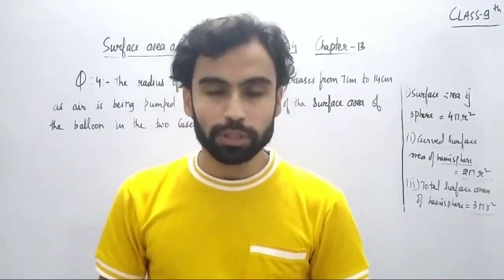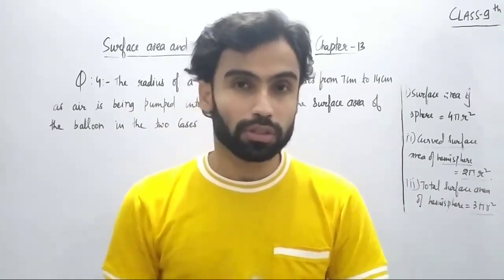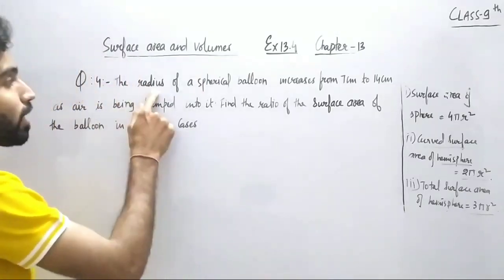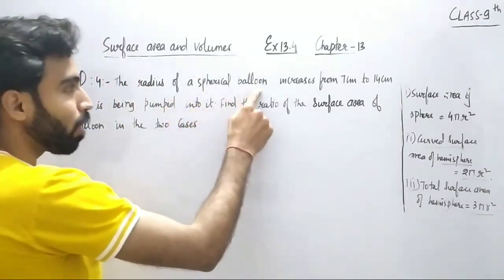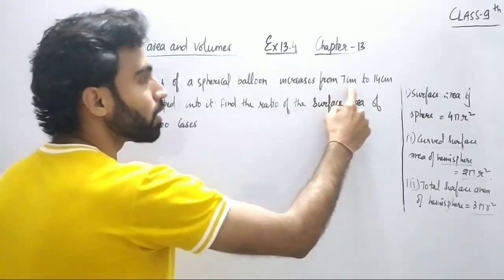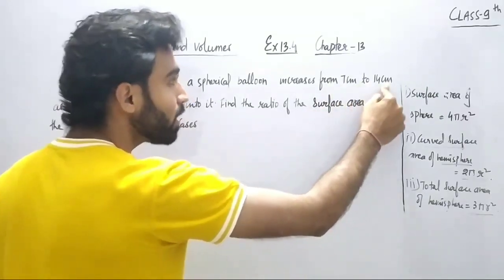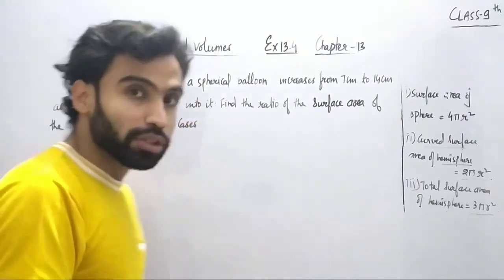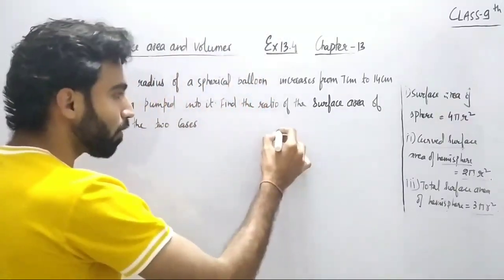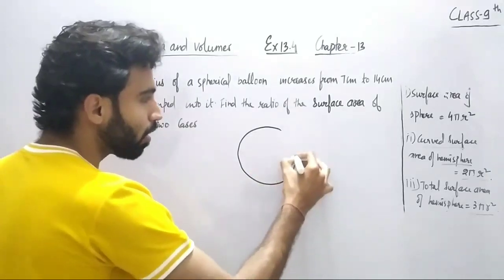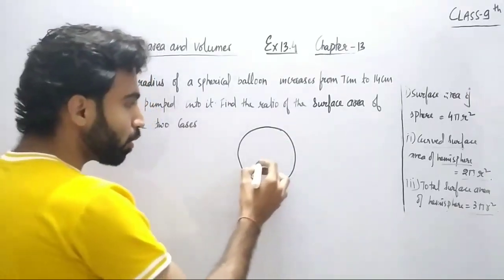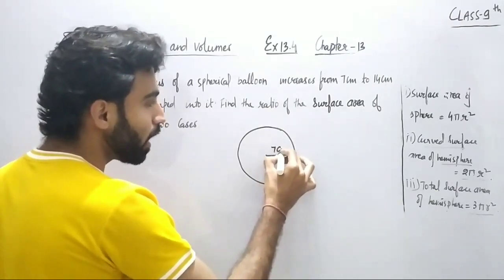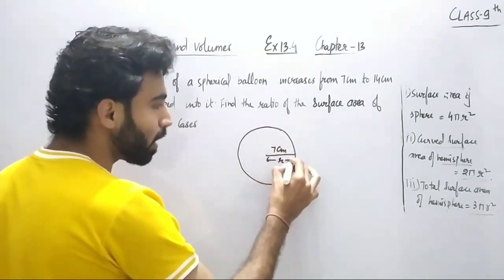So students, let us move on to the next question now. So this time, question number 4 is given to us as: the radius of a spherical balloon increases from 7 centimeter to 14 centimeter as air is being pumped into it, right? So यहाँ पे आपके पास एक balloon था. You can see if I just draw a balloon in the form of a sphere. So now balloon की जो initial radius थी, that was 7 centimeter, right?